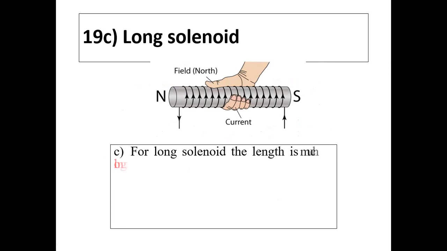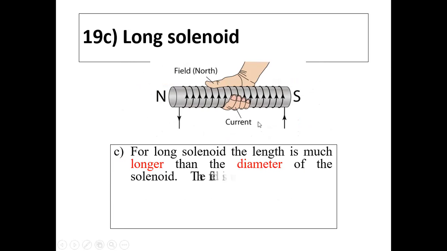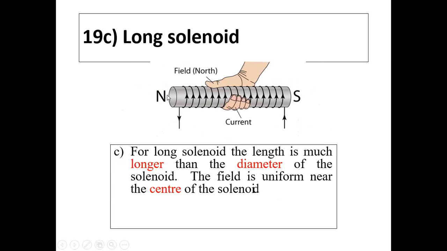For a long solenoid, what do we mean by long solenoid? It means that the length is longer than the diameter. Okay? That's how we define a long solenoid. The length is longer than the diameter, or the length L is greater than your D. That's your D, that's your length. Okay with that?